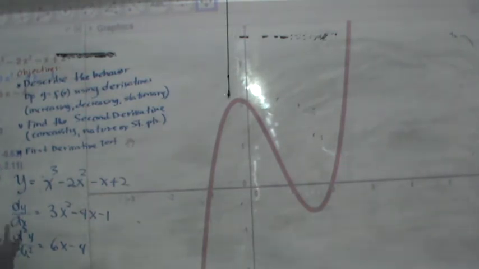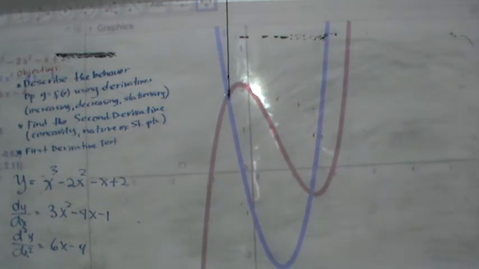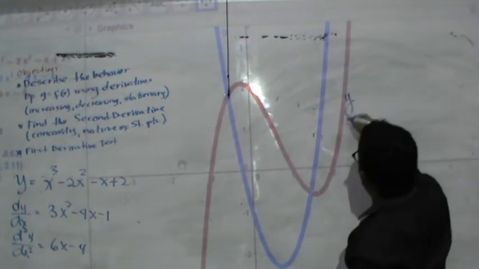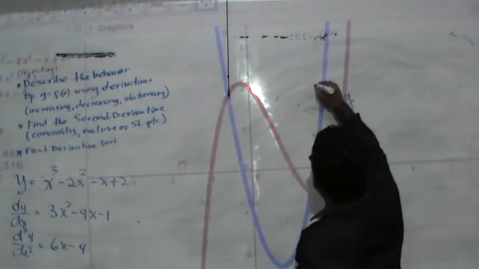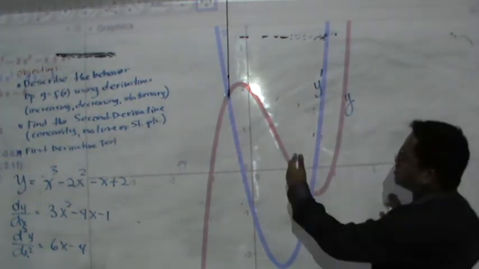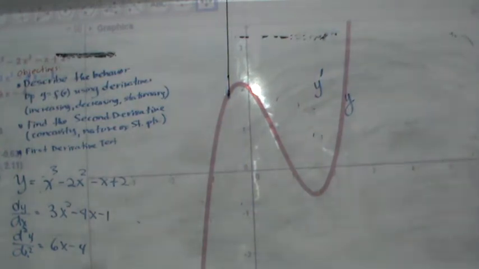Now, on the second part of the mathematical investigation that I gave you, I asked you to plot these two into the same Cartesian plane. So when you graph, for example, the first derivative and the function, you have it here. The red one is your y, while the blue one is your y prime, or your first derivative. And let's try to look at what's going on here.